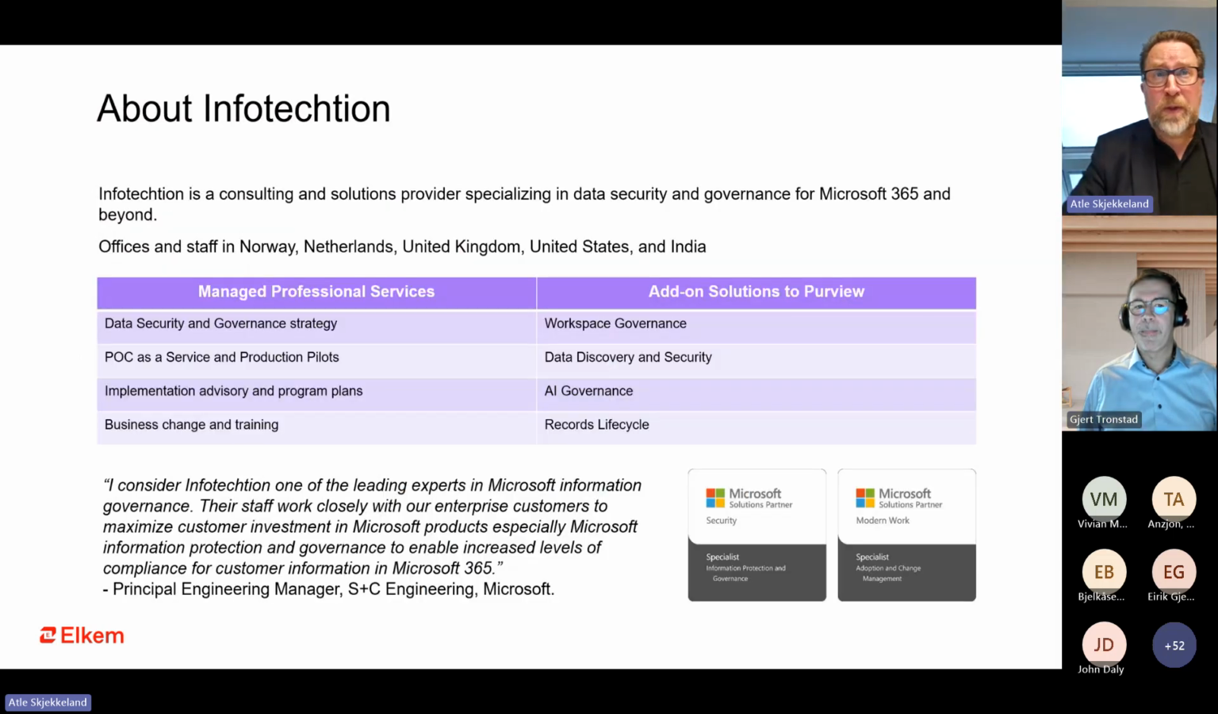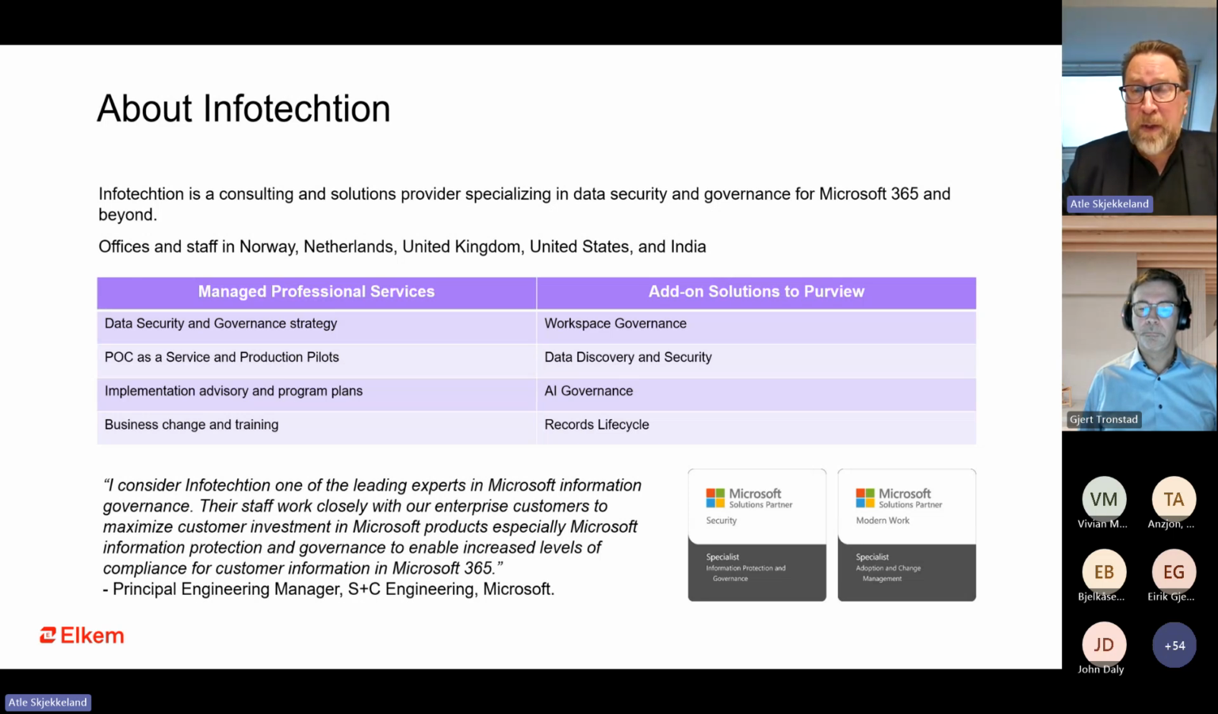If you're not familiar with who is Infotechtion, we're basically a boutique consulting and solution firm specializing in Purview data security and governance. Office and staff in the Nordic, Europe, UK, US, and India. We do consulting services, data security, governance strategy, implementation, change, and operating models, but also add-on solutions. Add-on solutions embrace Microsoft Purview and extend it with additional functionality or for additional workloads and technologies.